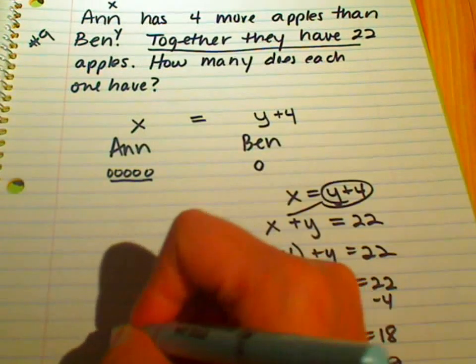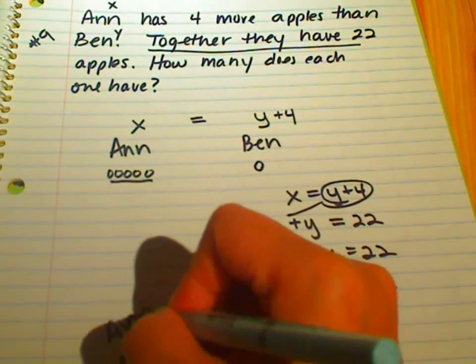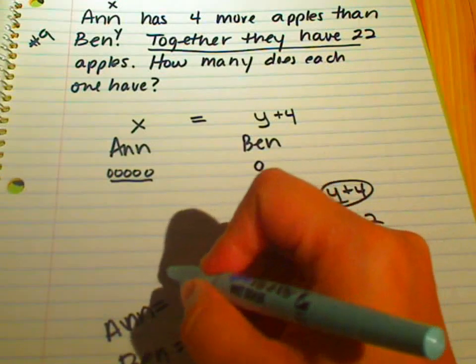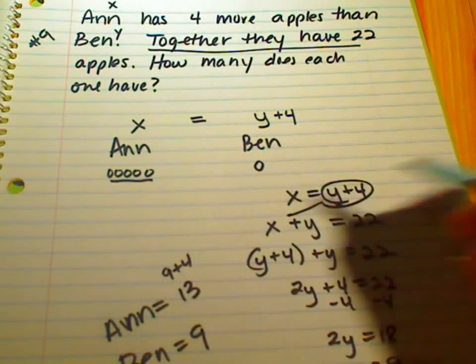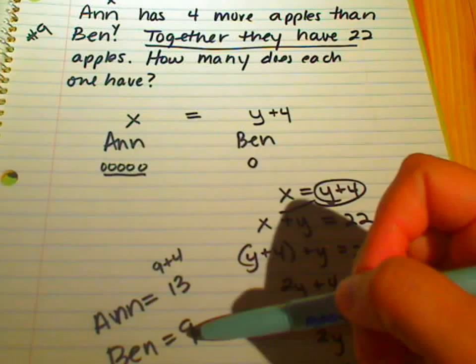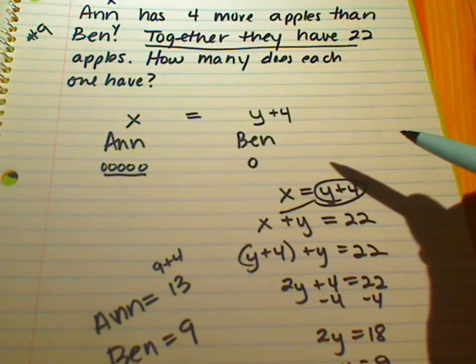So this means that the Y person, otherwise known as Ben, has 9. And then Anne has 4 more than that. So she has 4 more than Ben, so she has 9 plus 4, so she has 13. And if you add up the 13 and the 9, you would get the total of 22.